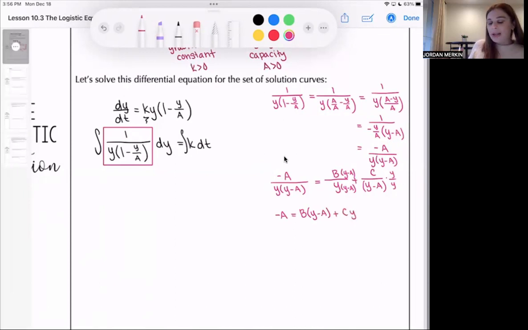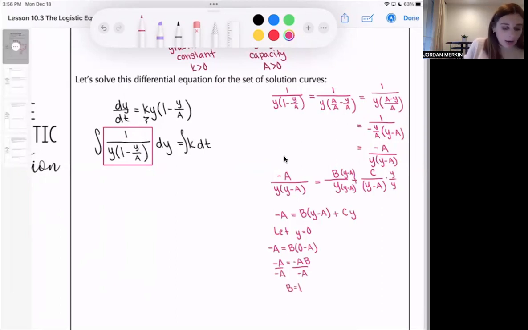Now we can let Y be whatever we want. To get rid of one of these variables, we can let Y equal 0. Then I end up with negative A equals B times 0 minus A. Negative A then equals negative A times B, divided by negative A, and B equals 1. How nice is that?